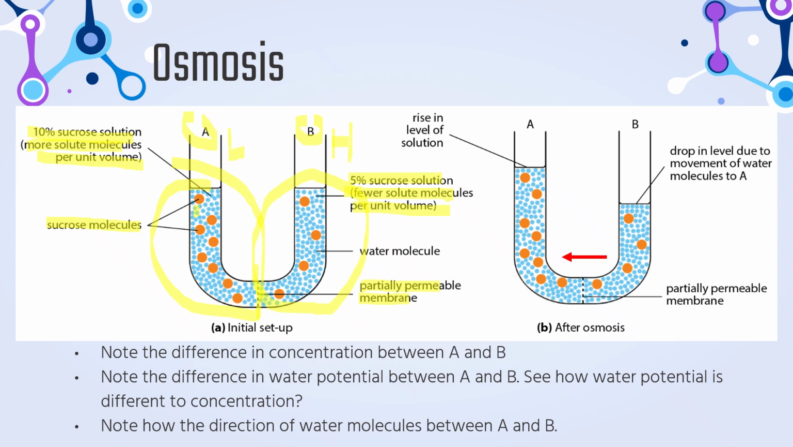And when they move from B to A, after a while, you can see that the water level in A has risen and the water level in B drops. It is because of water molecules moving. Now, if you count the sucrose molecules in this slide, it is still the same. A still has 8, B still has 4, because they cannot pass, but water can. And so you create a situation whereby the end result is that the water level is no longer the same. So this is what we call osmosis. It is purely about the movement of water molecules.